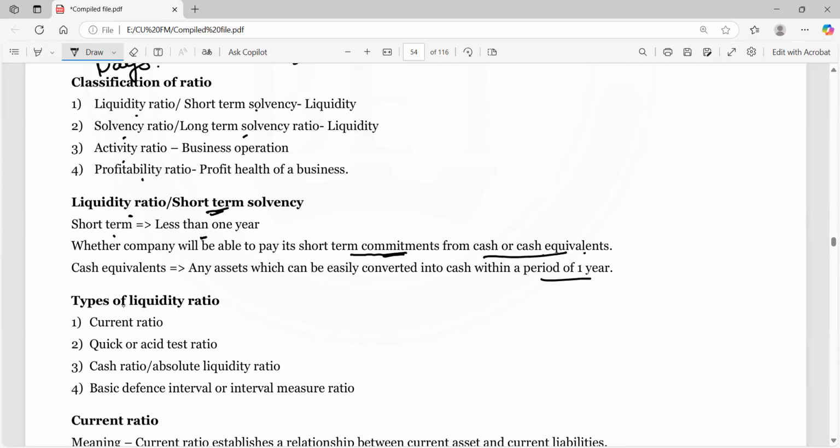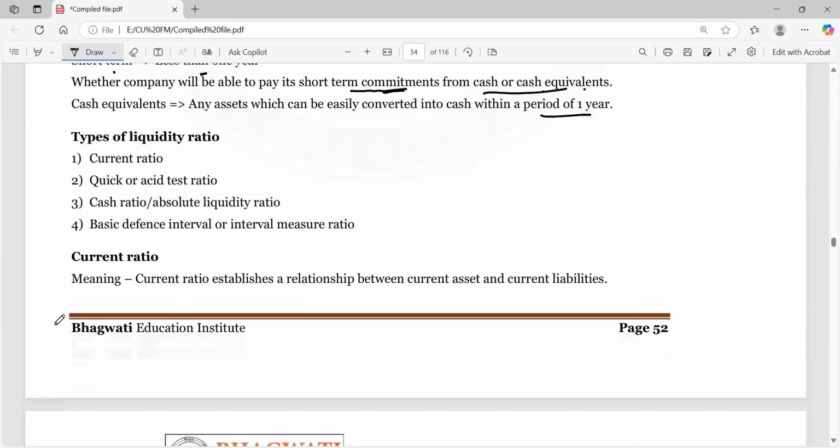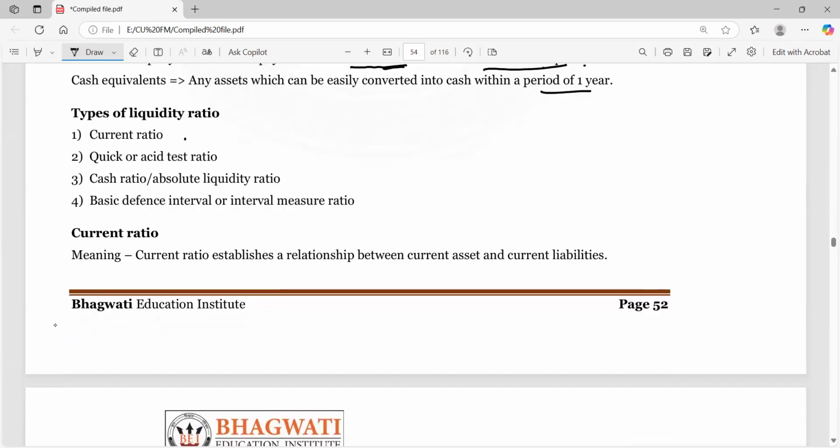marketable securities, right? So liquidity ratios can be further classified into current ratio, quick asset test ratio, cash ratio and defense interval ratio. Actually, defense interval ratio or interval measure ratio, it is not an actual ratio. It is something which is measured in terms of days. And the first two ratios are extremely important because these two ratios are frequently tested in your exam. So far, third ratio and fourth ratio, it was not very much tested in your exam. And even the study material questions that we are going to discuss, they do not have these two ratios, right?